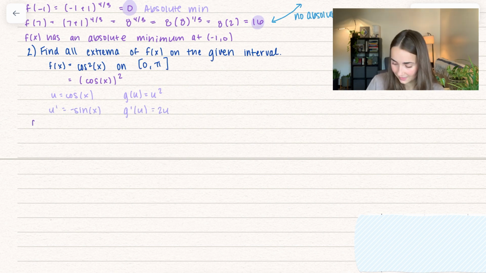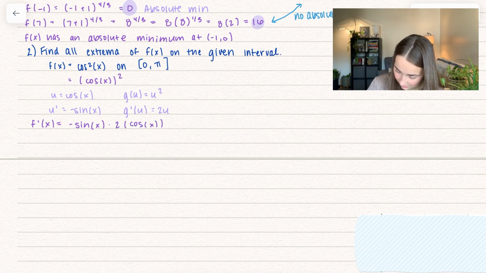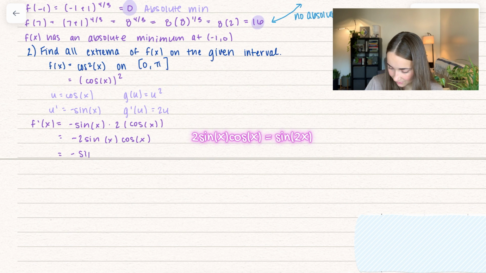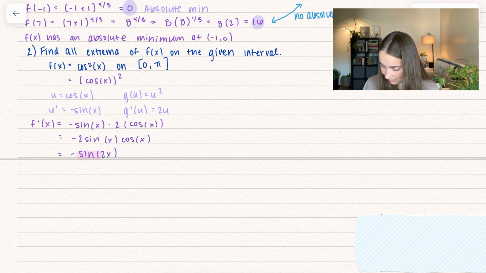Now this helps me find the actual derivative. So f prime of x is going to be equal to u prime, negative sine of x, and I'm going to multiply that by 2u, but u is equal to cosine of x. And here we actually have a trig identity. And so this is going to be equal to negative sine of 2x. So I'm going to highlight this because it's our most simplified version. And we are going to go ahead and set that equal to 0 and solve.